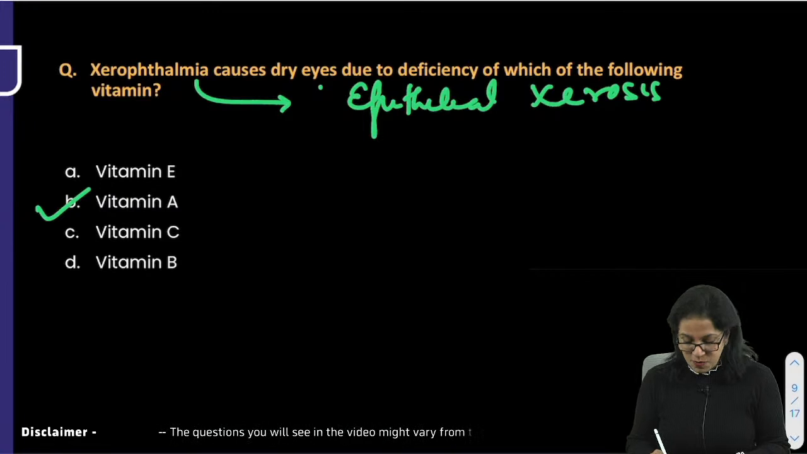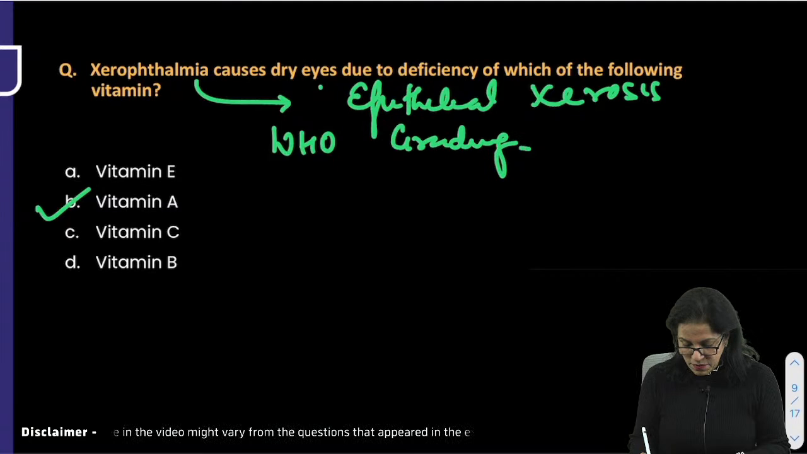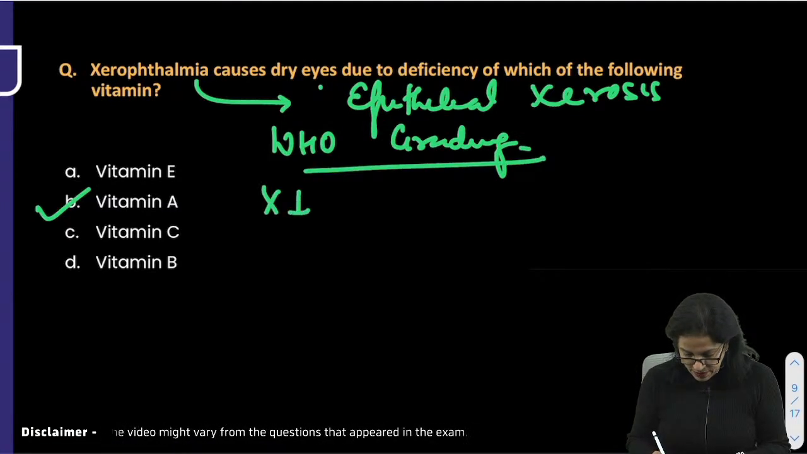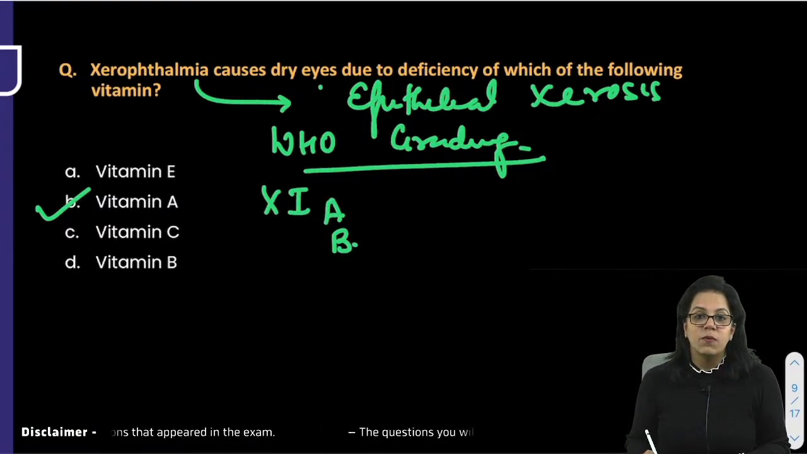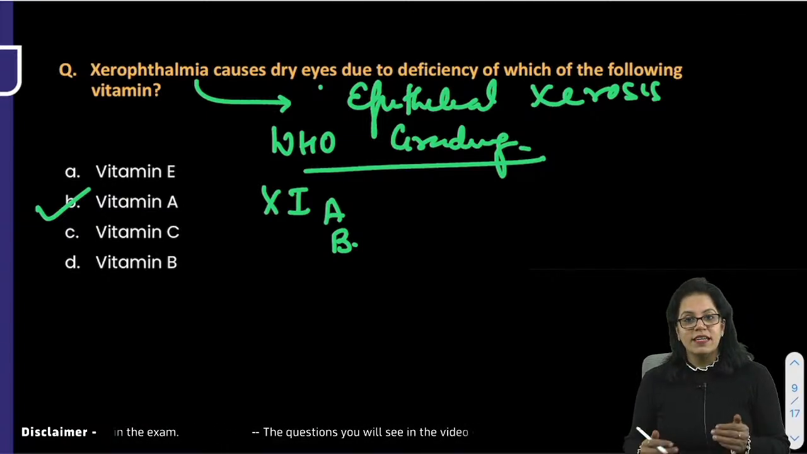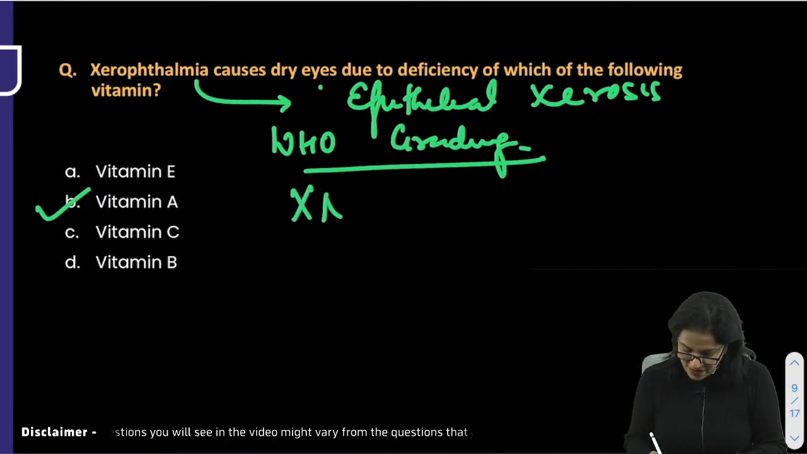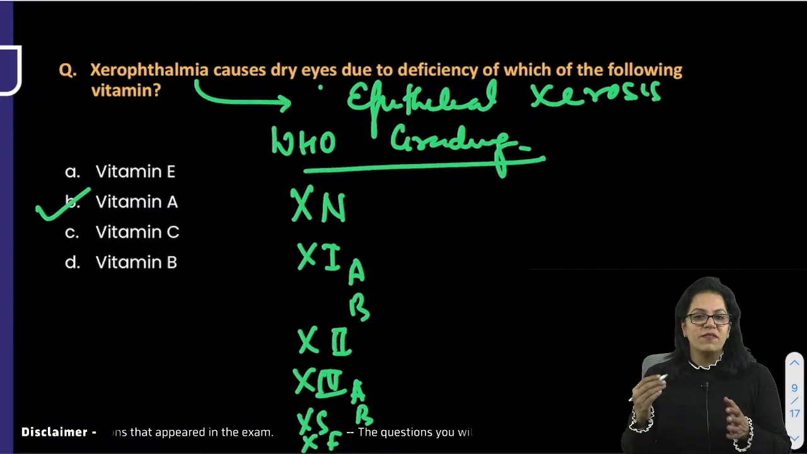How will you learn the features? By grading. What is the WHO grading here? It's a factual question, but I'll just give you some more idea about the questions asked. So it starts with XN, then X1A and X1B, then X2, then X3A and X3B, and then XS and XF. This is what it is. Okay, one by one, everybody remembers this.